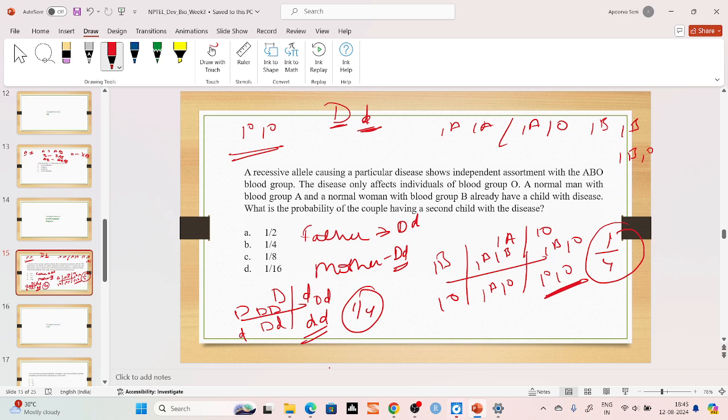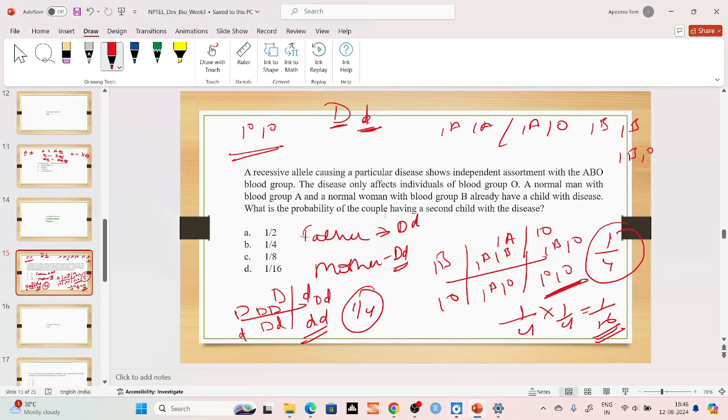Now, this is a classic example of independent traits. When you have two independent things, what you have to do is multiply. So 1 by 4 into 1 by 4 equals 1 by 16. So it would be 1 by 16.